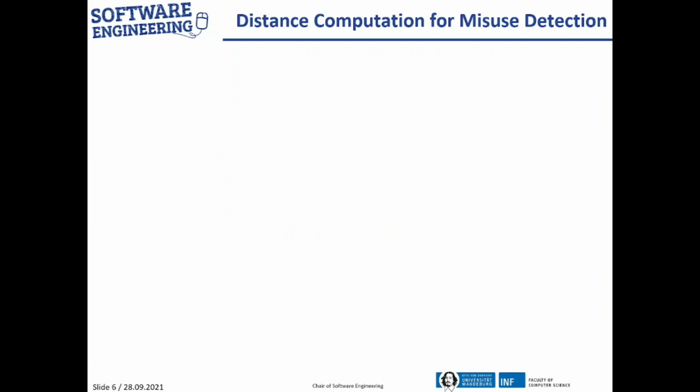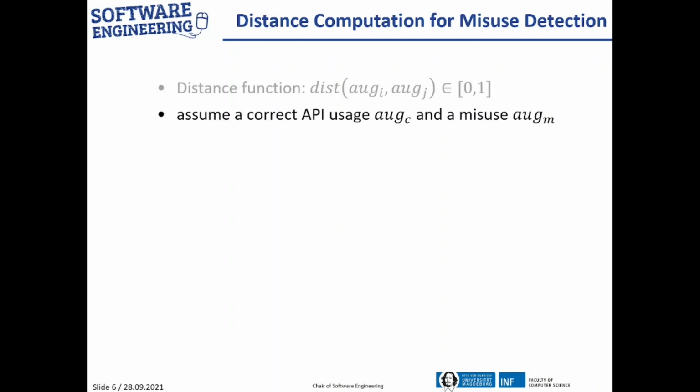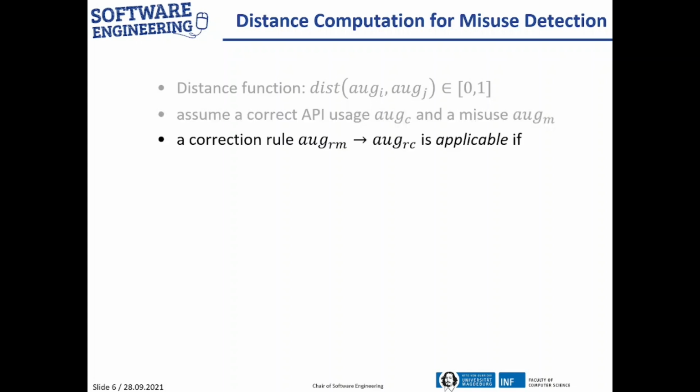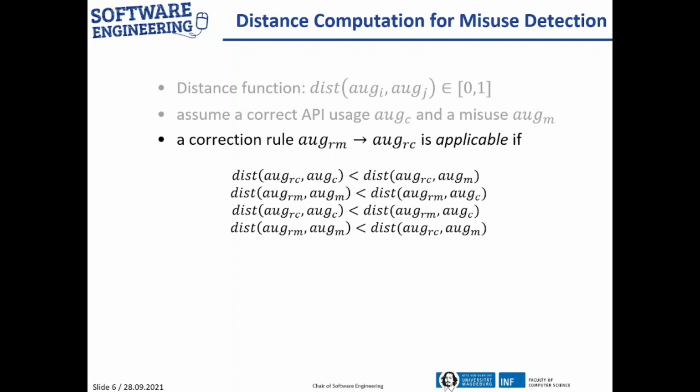Based on the AUG and the AUG correction rule, we now present our misuse detection techniques based on the distance computation. Here we use a distance function that takes two AUGs and computes a value between 0 and 1, where 0 denotes that the two AUGs are equal, and 1 denotes that the two AUGs are most dissimilar. Further, we assume that we have an AUG C representing a correct API usage and AUG M representing a misuse, and based on these usages, we denote a correction rule of the form AUG RM to AUG RC as applicable if those four conditions hold.